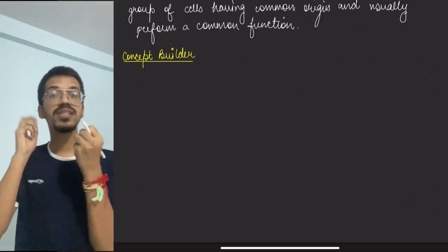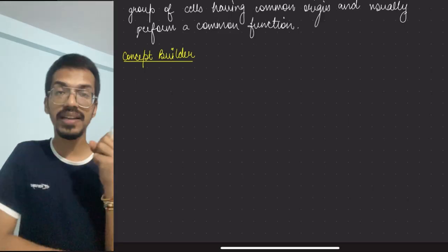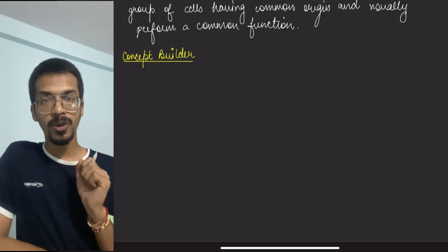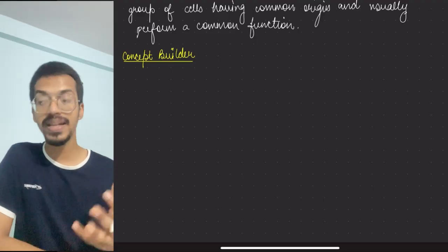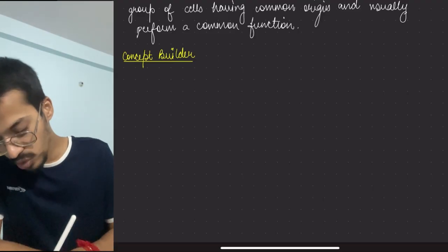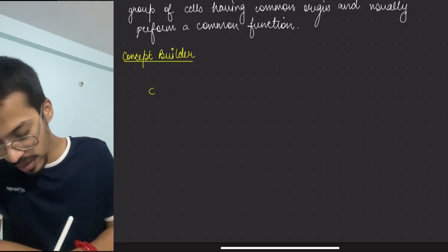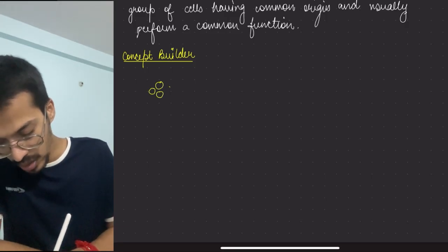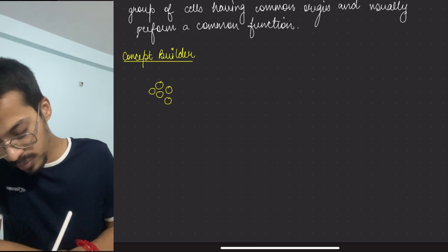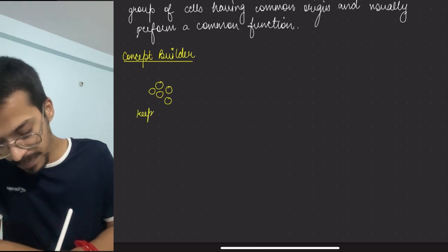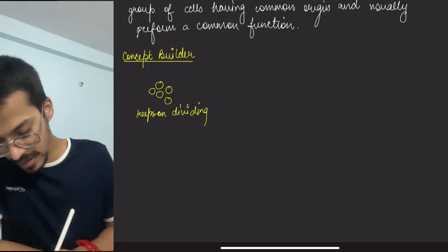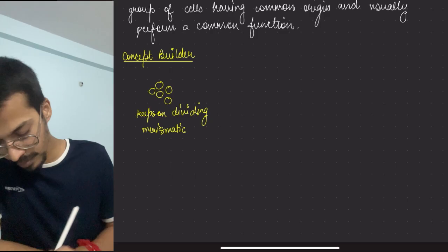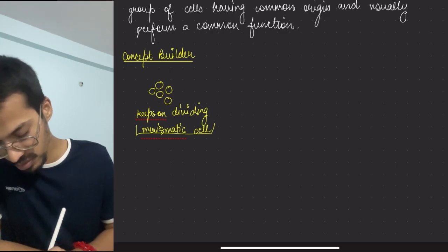These cells which are dividing again and again to increase their number, in the case of plants, we call them meristematic cells. So we are telling the story of meristematic cells. They keep on dividing. We call it a meristematic cell. Okay, one point we have understood.